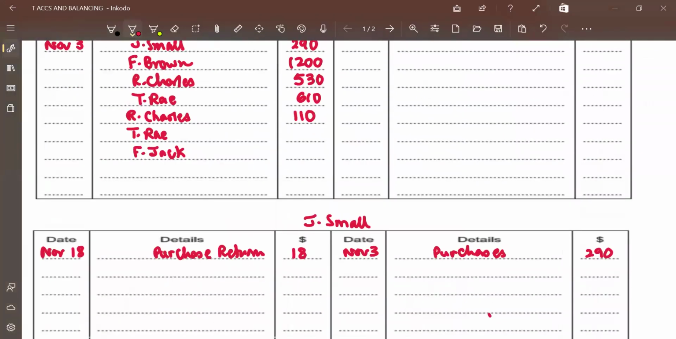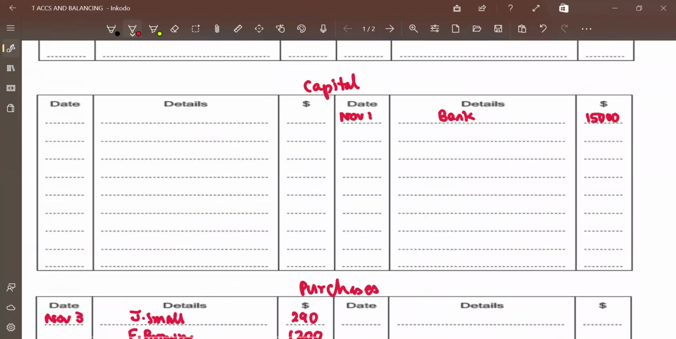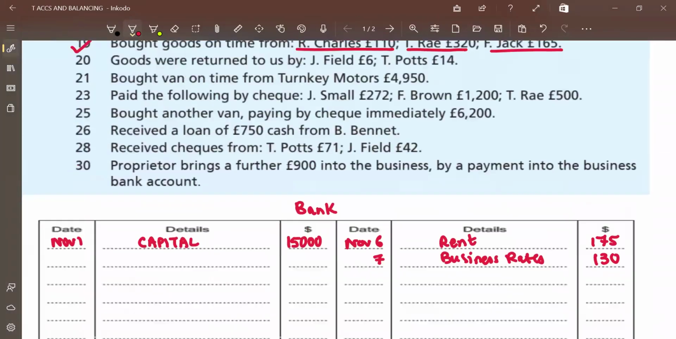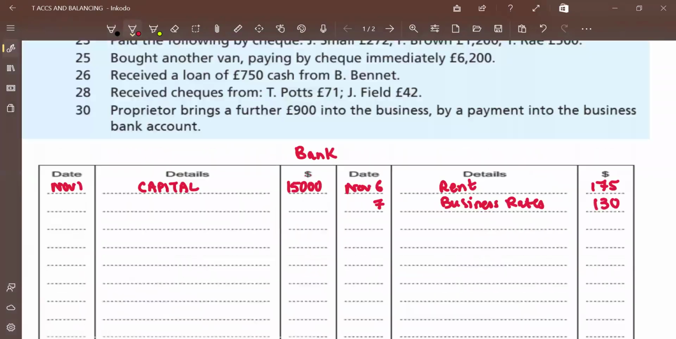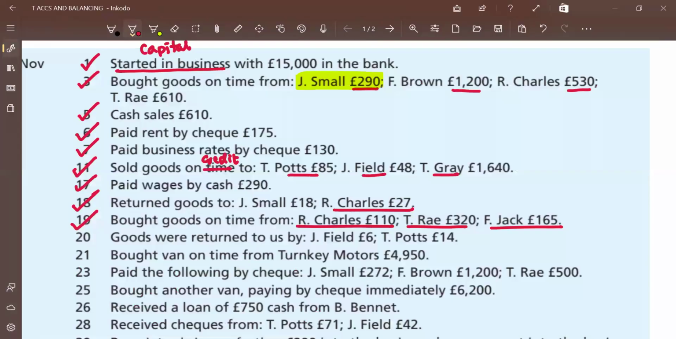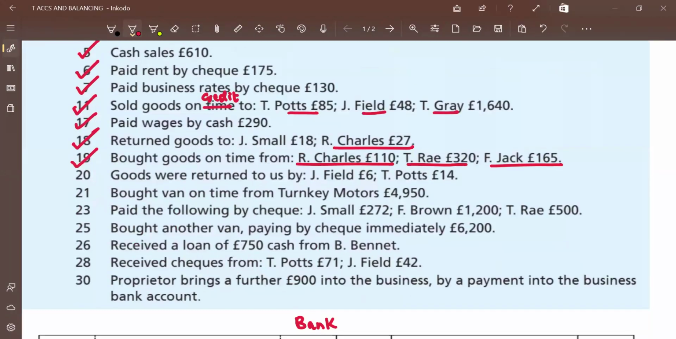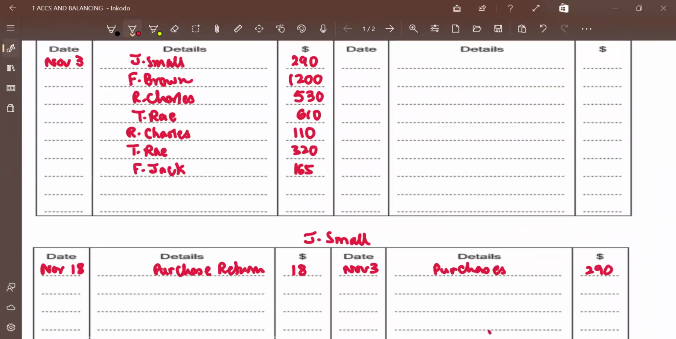110 for R Charles, 320 for T Ray, and 165 for F Jack, right? And these are on what dates, sir? These are on the 19th of November. So you write down 19th of November here, November 19th. You don't have to write down the month if you don't want to.